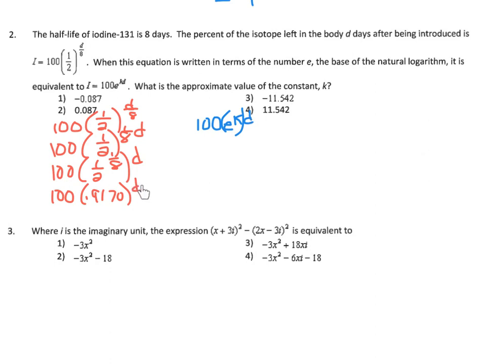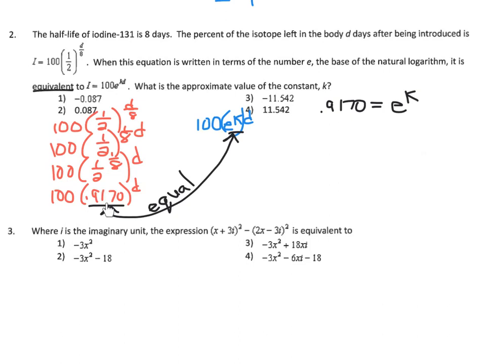So since these two expressions are equal to each other, if I just take what's in my parentheses and set it equal to what's in the parentheses here, I can now solve for k. Okay, again, so we're going to just take this and set it equal to this. That's what I did here. All right, so now solving for k should be pretty easy.